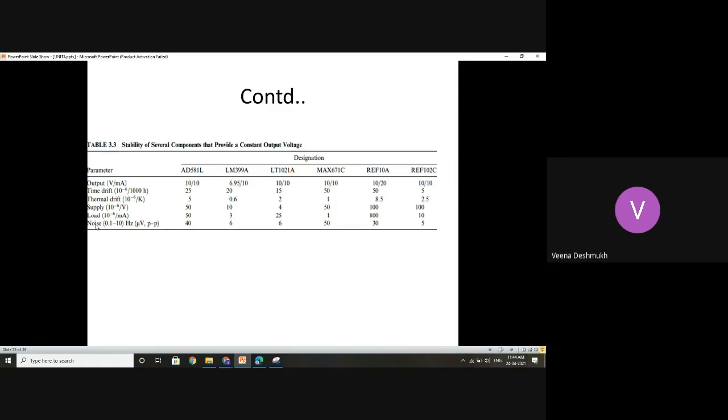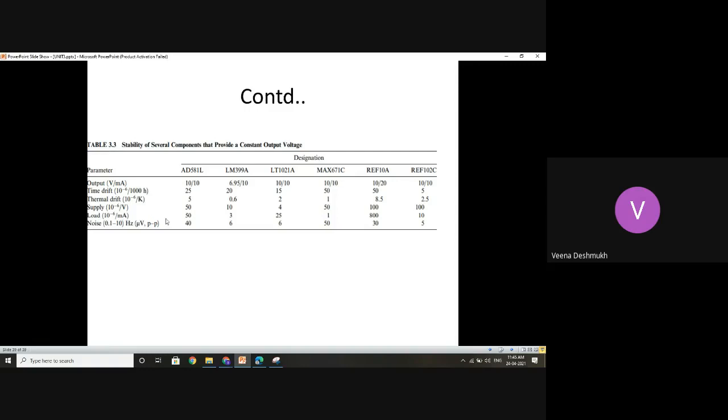The last parameter is the noise level. When the frequencies are changing, what is the variation in the noise added in that particular frequency band? That also drifts or causes change in the output voltages.